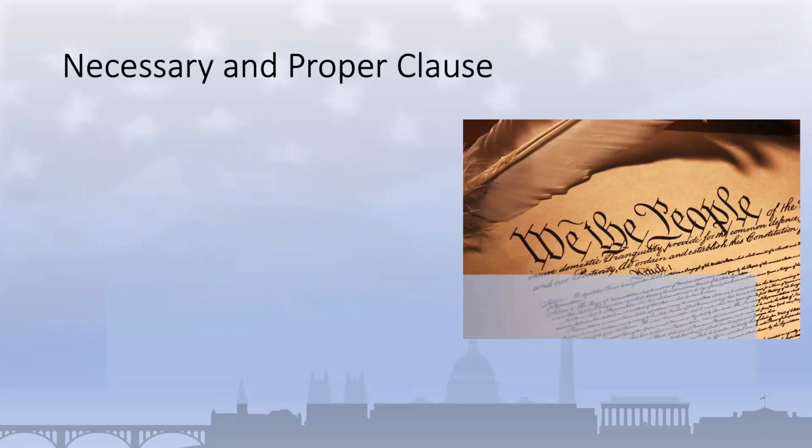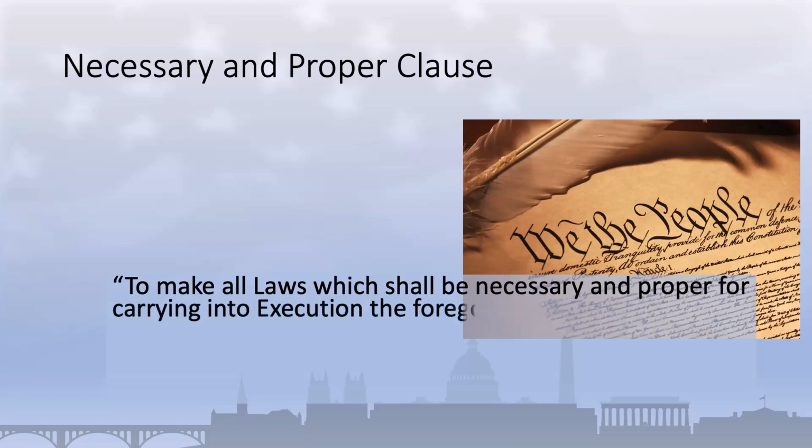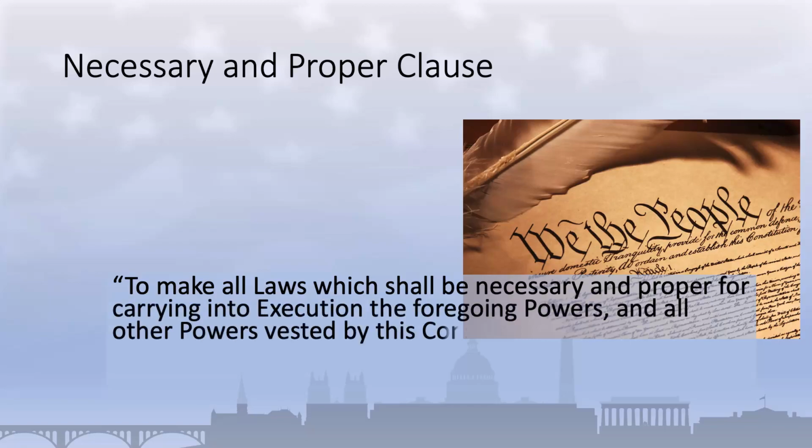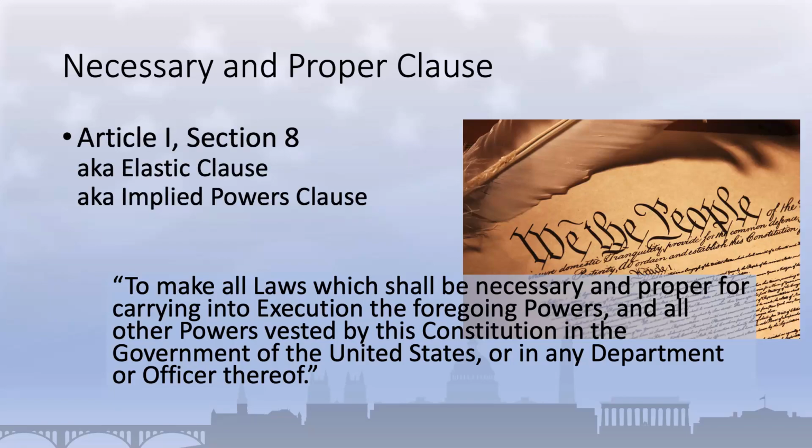The same article also includes the provision that grants Congress the express power to make all laws which shall be necessary and proper for carrying into execution the foregoing powers and all other powers vested by this Constitution in the government of the United States or in any department or officer thereof. This is often referred to as the elastic clause or the implied powers clause because it grants the government powers not specifically enumerated but necessary to govern.